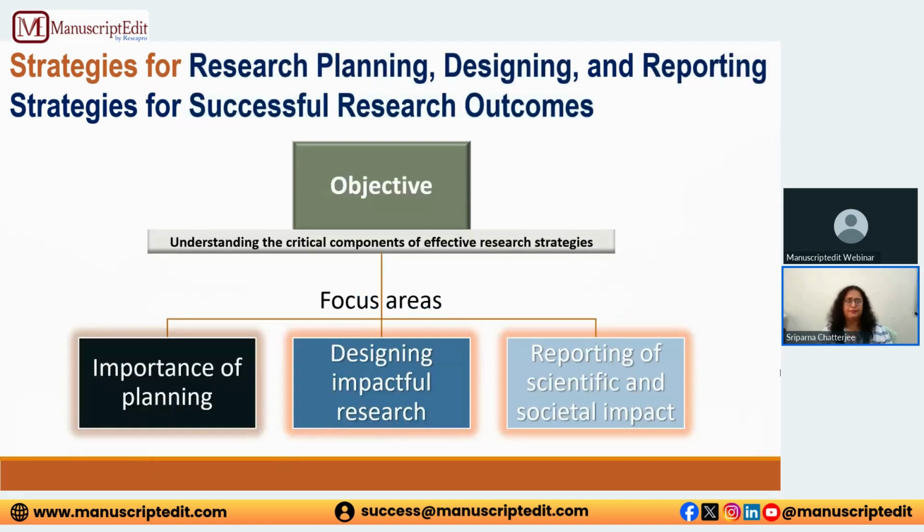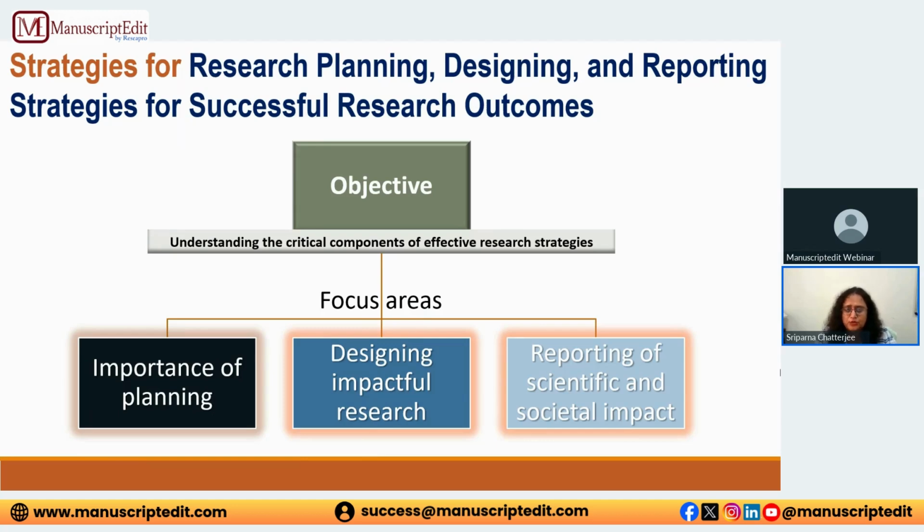Now, let us come back to the point. Here we are discussing the research planning, designing, and reporting strategies for successful research outcome. Now what is our main objective? Our main objective is to understand the critical components of effective research strategies. Okay, so this is our objective.